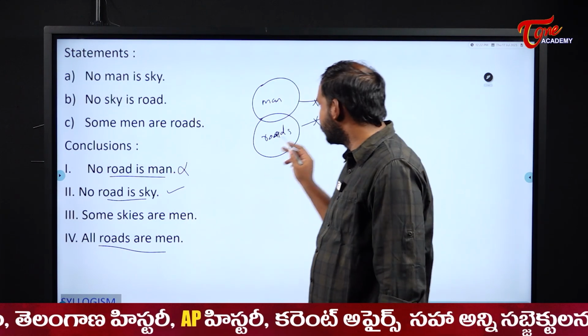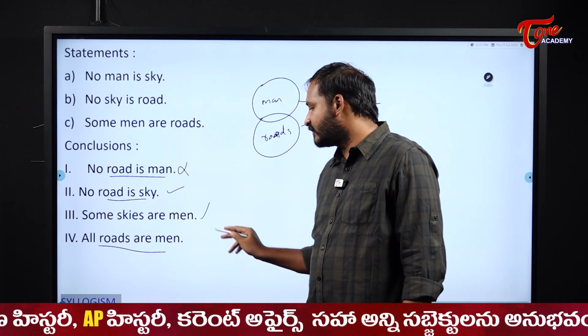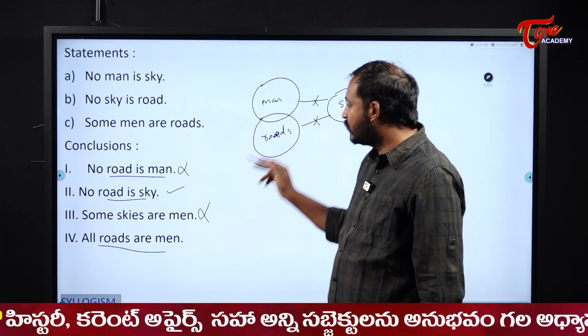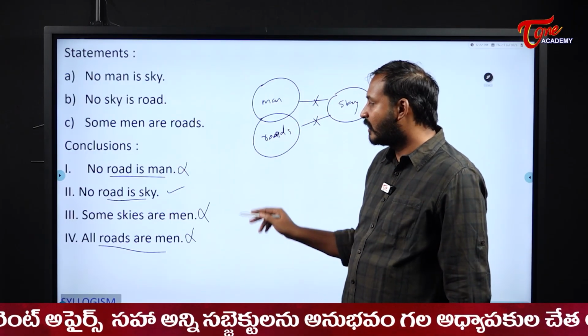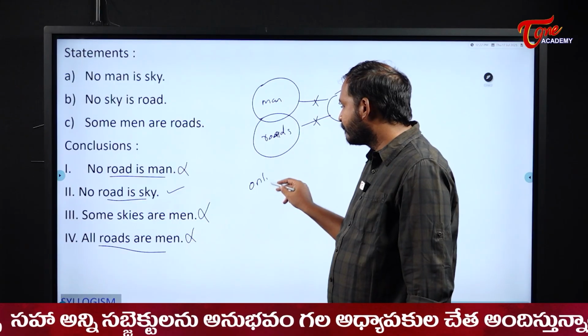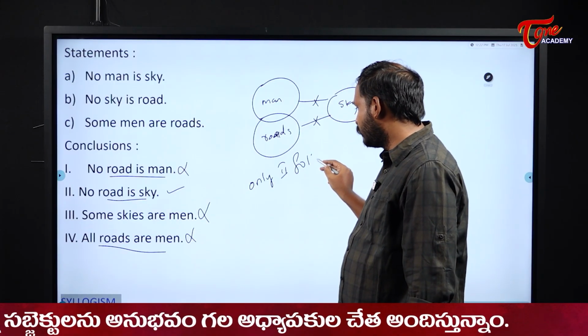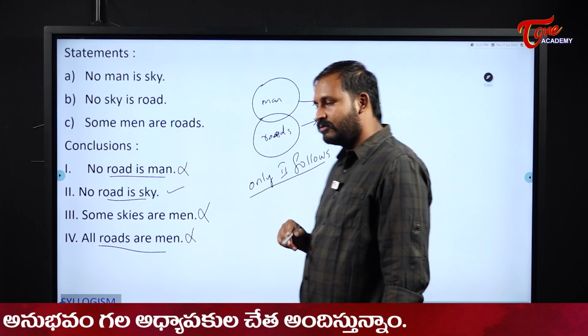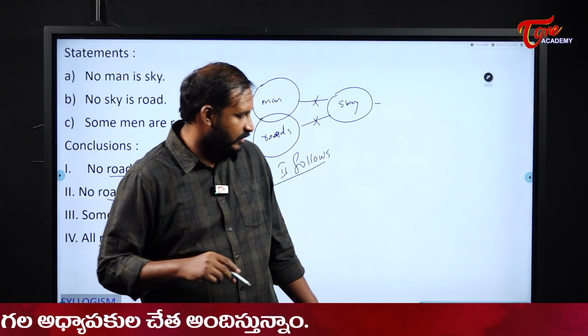Next, some skies are men. Is there any relation between skies and men? No. All roads are men. That is also false. So what will be my answer here? Only 2 follows here. Conclusion 2 follows here.